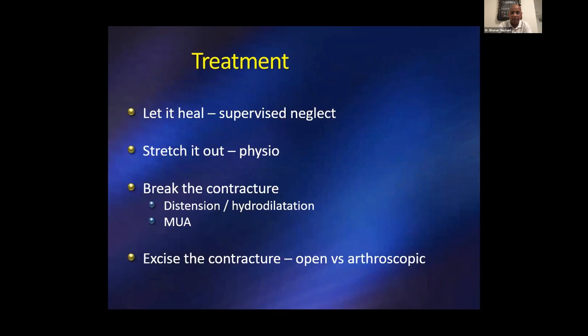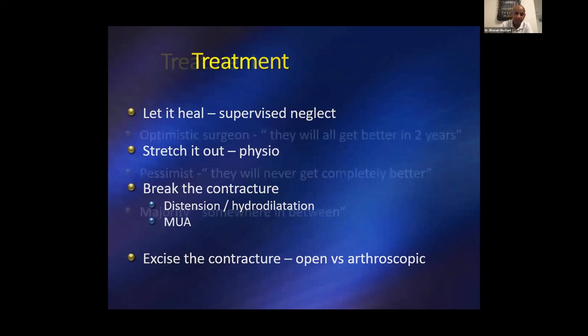So treatment. How do we approach? We can let it heal. We call this supervised neglect. Stretch it out by physiotherapy. You can break the contracture by distension or hydrodilatation, or manipulation under anesthesia. Or you can excise the contracture, open versus arthroscopic.